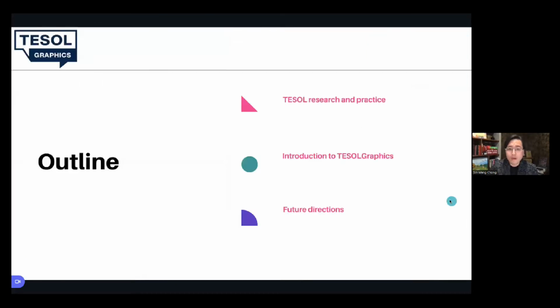What I'm going to do in today's presentation is to contextualize the project a little bit by talking about the researcher-practitioner relationship in TESOL or in language education in general, to talk about the impetus for the project TESOLgraphics. And of course, I will introduce what the project is about and what the rationale for its existence is. And then I will end the presentation by sharing some future directions. Hopefully I'll be able to cover everything in the first 35 to 40 minutes, and then I can reserve some time, maybe 5 minutes or so, for Q&A.